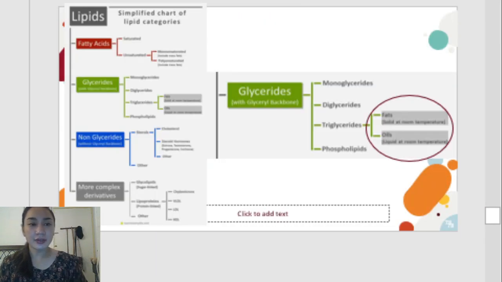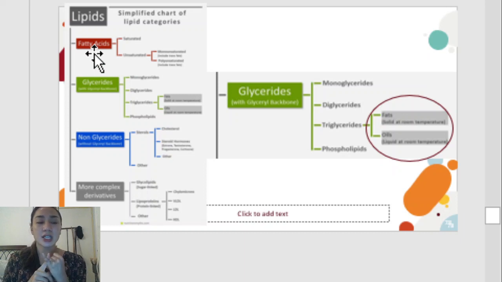Okay, next we have glycerides. So, tapos na tayo with the red one. So, again, yung fatty acids natin here. We have saturated and unsaturated. So, under unsaturated, we have monounsaturated and polyunsaturated. Ang difference ng dalawa ay, yung monounsaturated, isang double bond. Polyunsaturated, dalawa yung double bond.